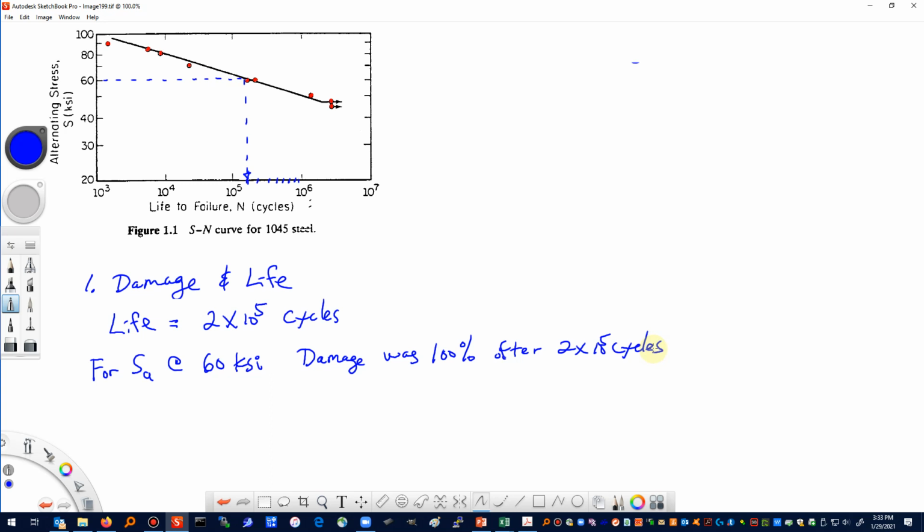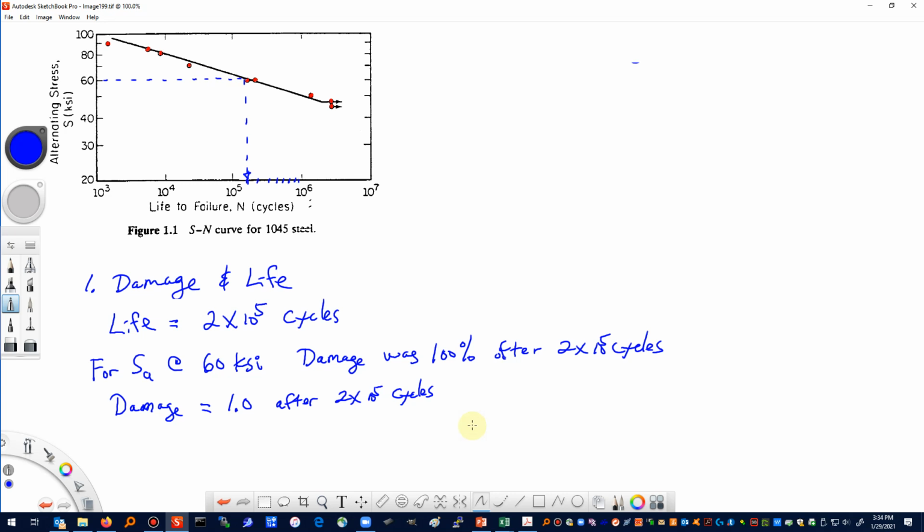Now, 100%, percentage is a number times 100. So another way we can say that is the damage is equal to 1.0 after 2 times 10 to the 5th cycles. And this is a thing that we're going to take, is that whenever damage is equal to 1, that is the total damage that that part can take.